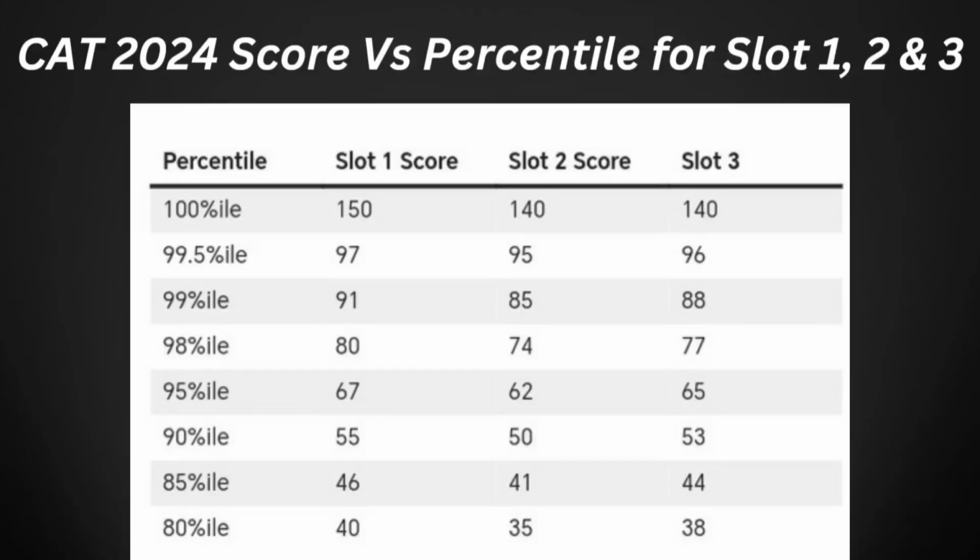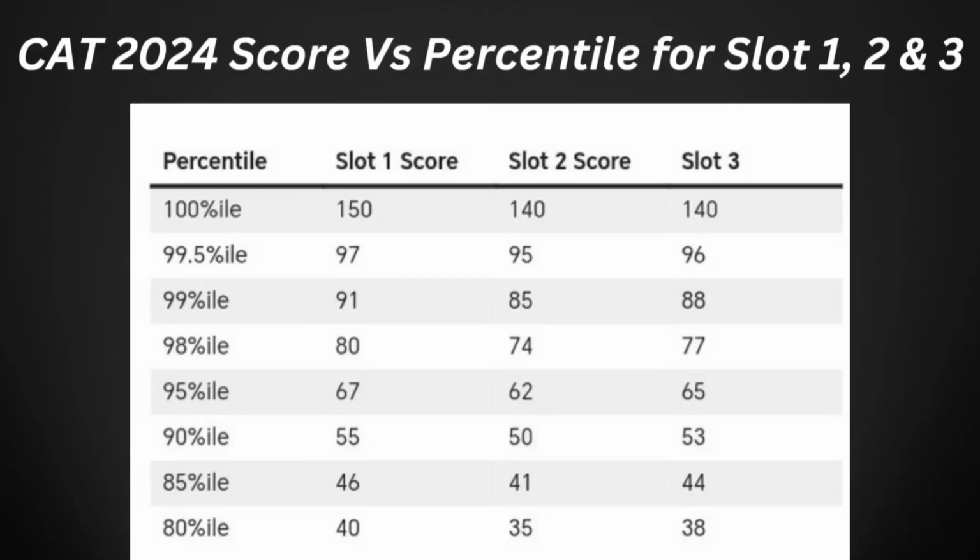Then if we consider the slot 2 score, if it is 140, then it can be expected as 100 percentile. If it is 95, it can be expected as 99.5 percentile. If it is 85, it can be expected as 99 percentile. If your CAT 2024 score is 74, it can be expected as 98 percentile. If it is 62, it can be 95 percentile.